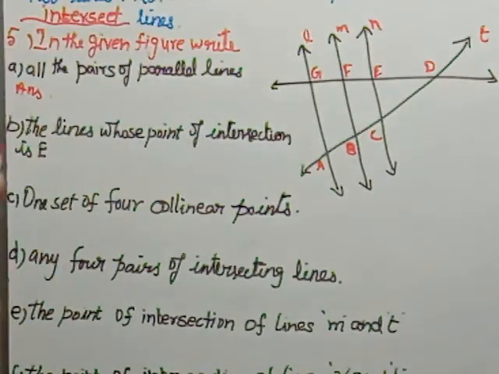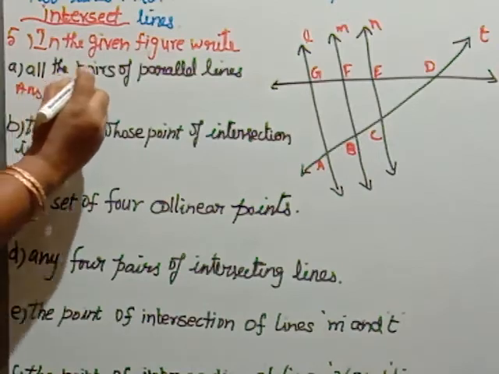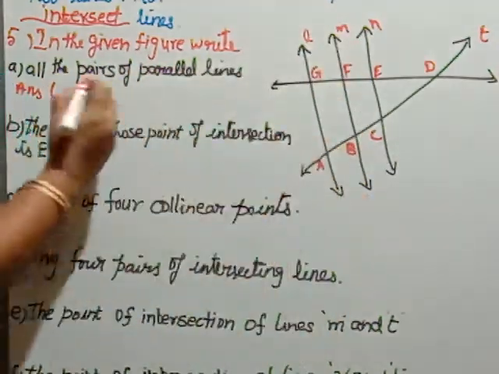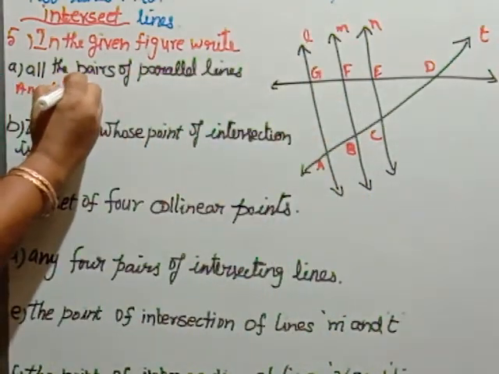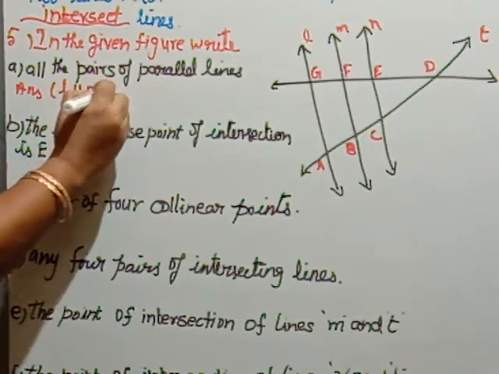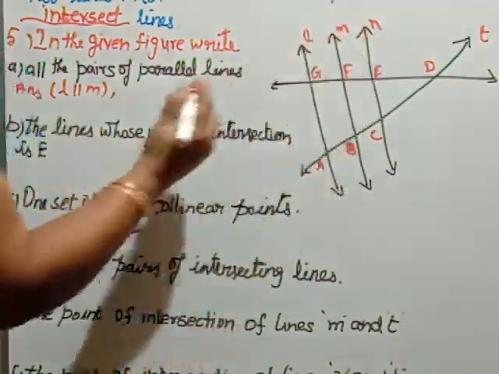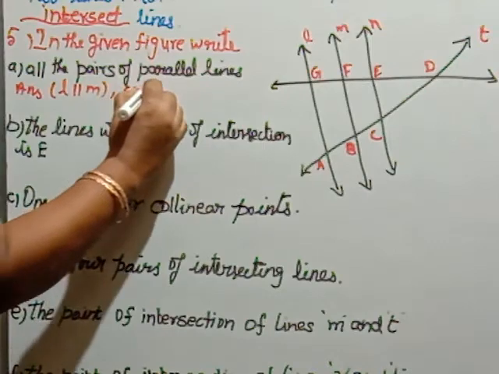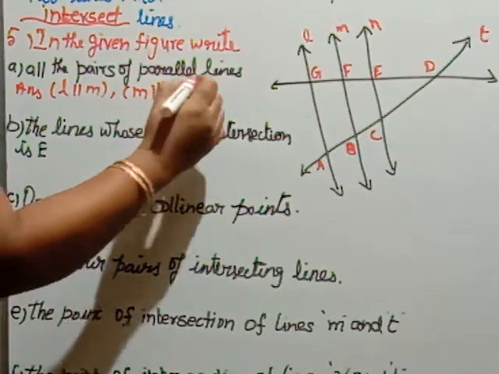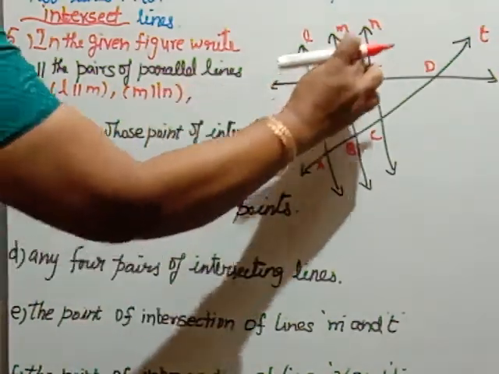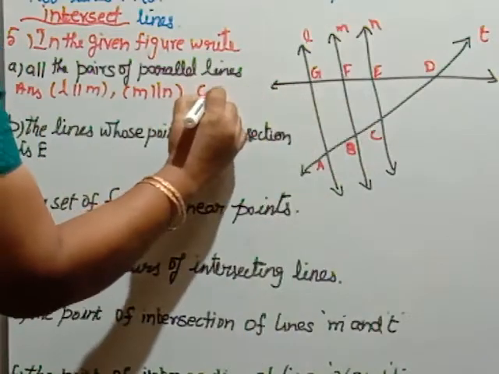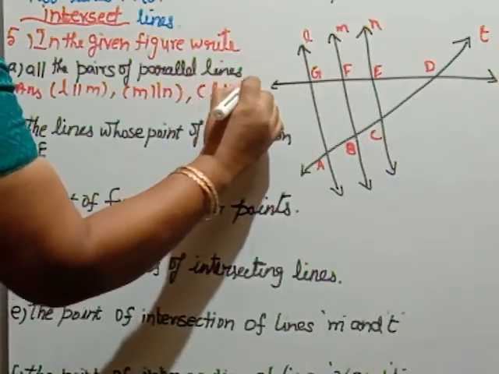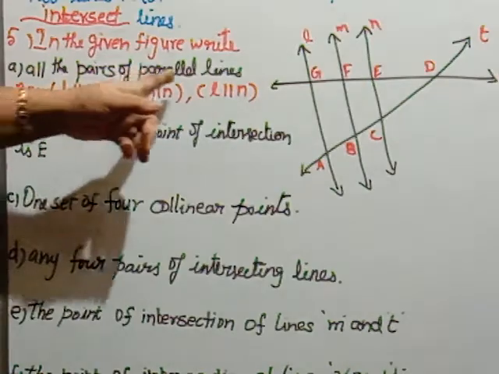Here I will use the symbol of parallel. Now, L and M are parallel. L is parallel to M. Then M is parallel to N. Is there any more? Yes. L is parallel to N. They ask for all the pairs of parallel lines.